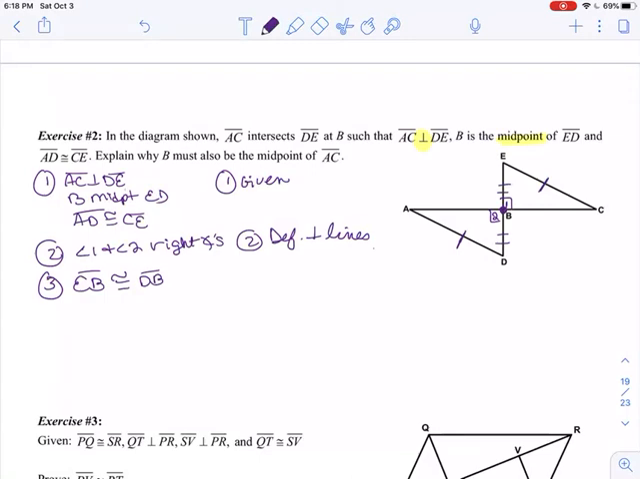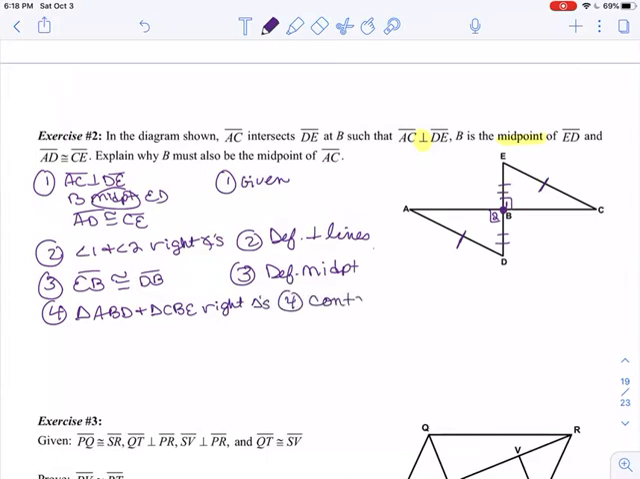I do need to say though that EB is congruent to DB. Why? Because it was a midpoint. I do need to say that triangle ABD and triangle CBE are right triangles. They're right triangles because they have a right angle. And then I can say that they are congruent to each other. Oops, ABD is congruent to triangle CBE because of hypotenuse leg.